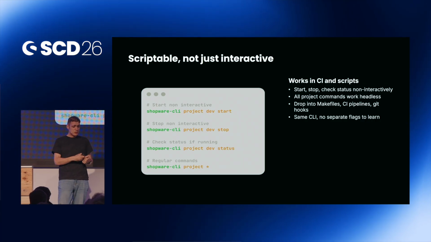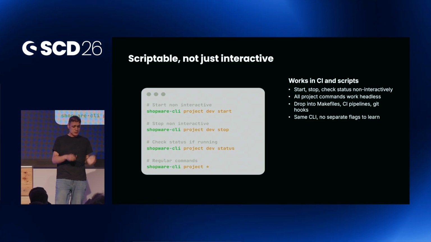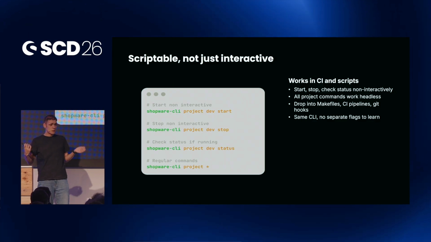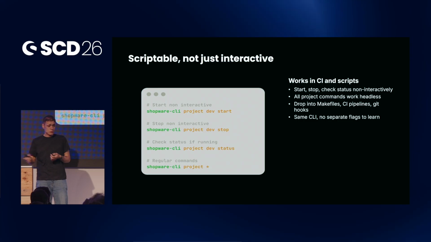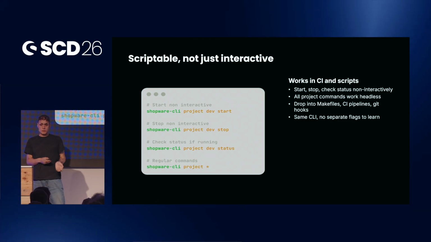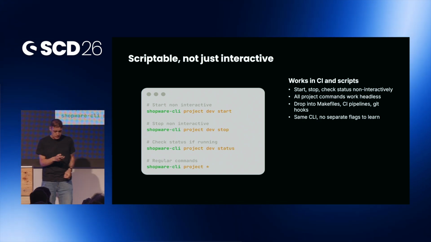So you can run shopware-cli project dev start. It starts the environment and doesn't block the terminal. And of course, you can also use the regular commands which are not TUI, like admin watch, storefront build, and so on, and also project logs. So the AI agent can now also grab the current logs.